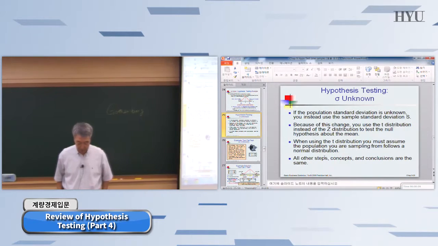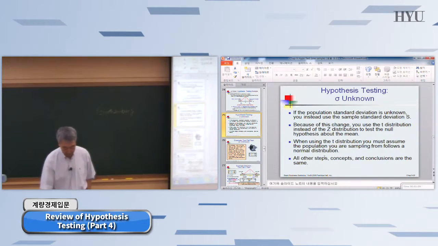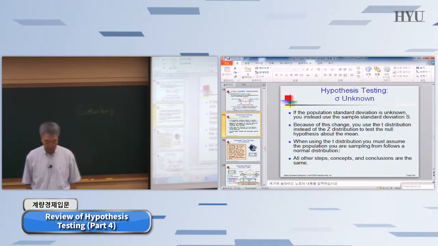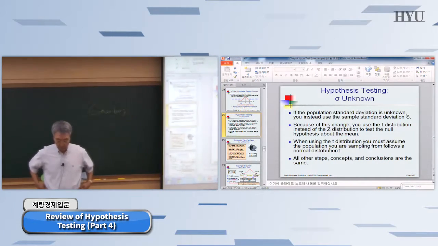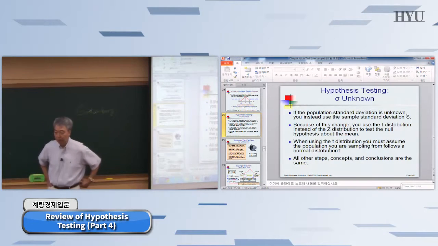Last class we also discussed, I introduced the t-distribution and t-test. And I believe I missed one thing here. I forgot to mention this. When using the t-distribution, you must assume the population you are sampling from follows a normal distribution. Okay? So that's the underlying assumption for running a t-test.